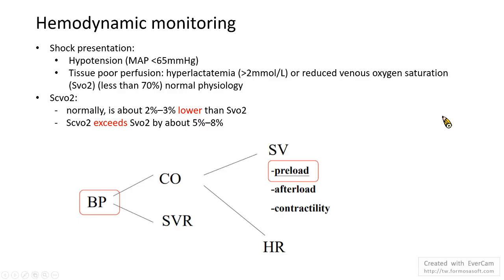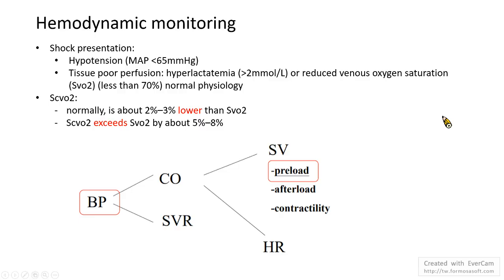And in terms of oxygen saturation in the central venous blood, normally it is actually below the peripheral venous oxygen by 2 to 3%. However, in the shock status, the central venous oxygen is actually higher than the peripheral venous oxygen by 5 to 8%.